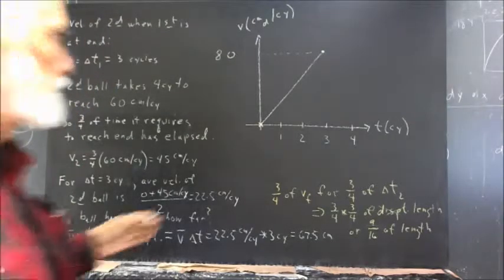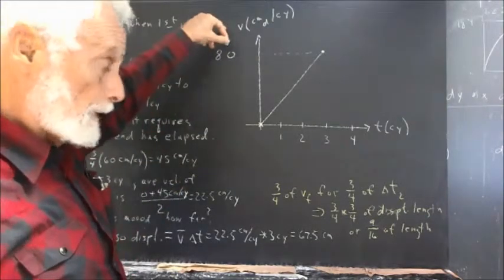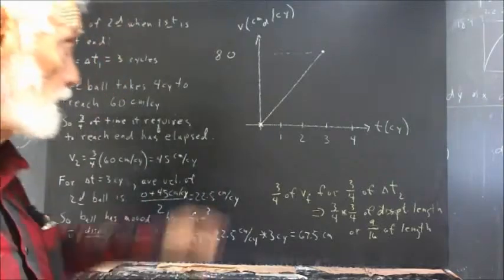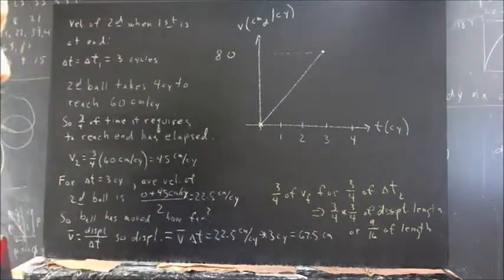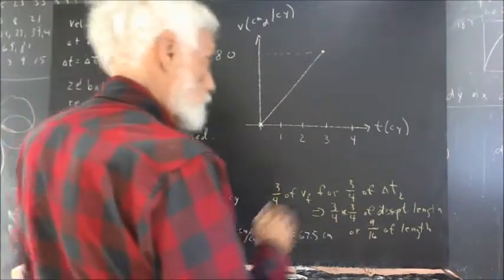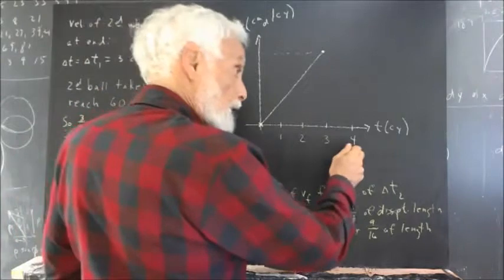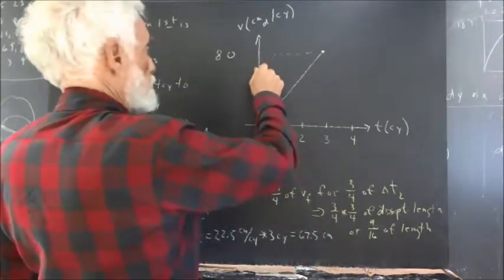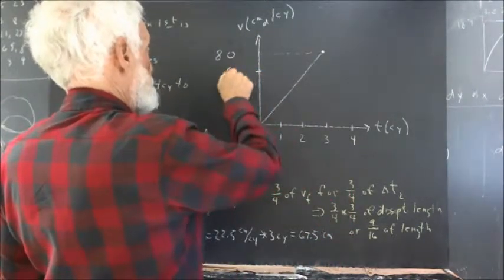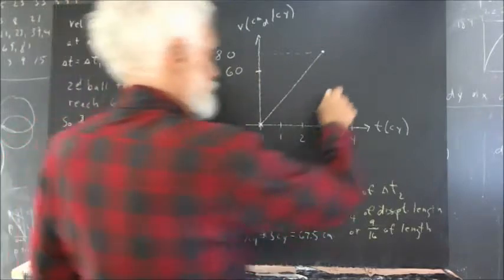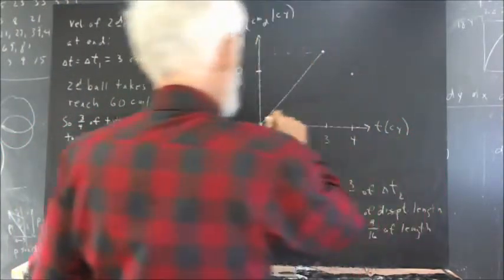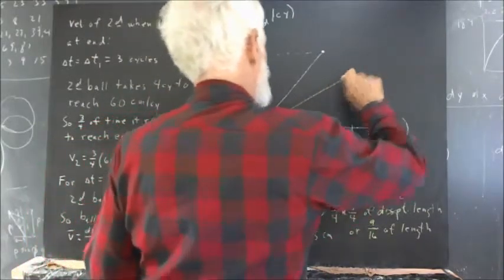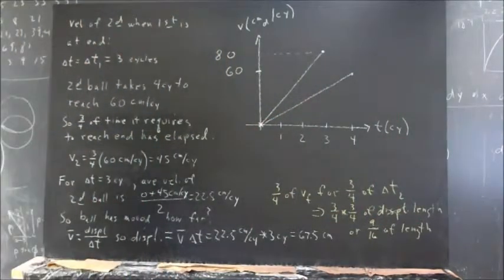Now, what does the graph that represents the velocity of the first ball from start to the final cycle look like? You should pause and draw that. And you should have already done that. Well, it's going to take 4 cycles, and it's going to average 60 centimeters d per cycle. So its graph is going to look something like this.